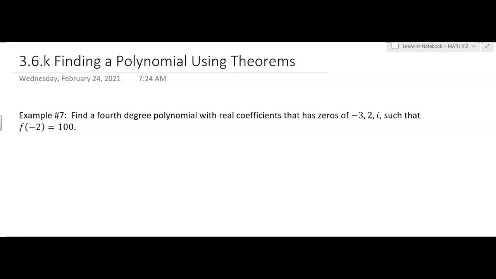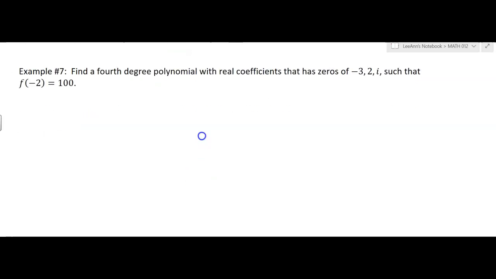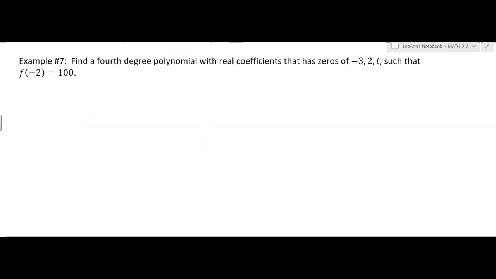Okay, so we want to find a polynomial, and we're going to use these theorems that we've been talking about to find a polynomial. All right, it says find a fourth degree polynomial. Okay, it's fourth degree, so that means we're going to have 4 zeros and 4 factors. Okay, and it's going to have real coefficients.